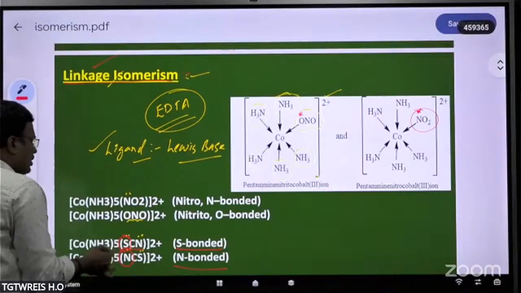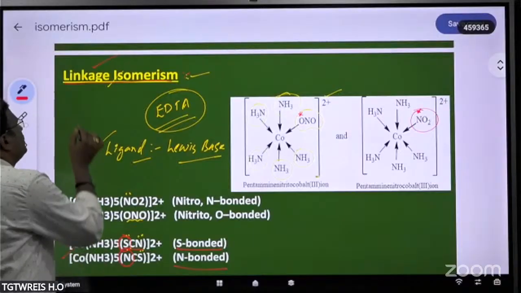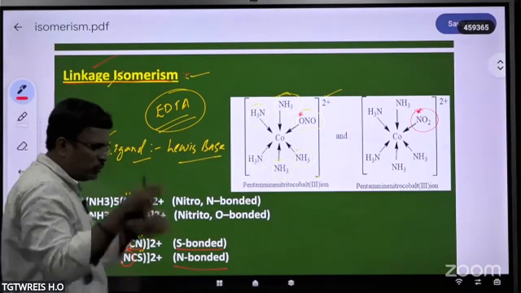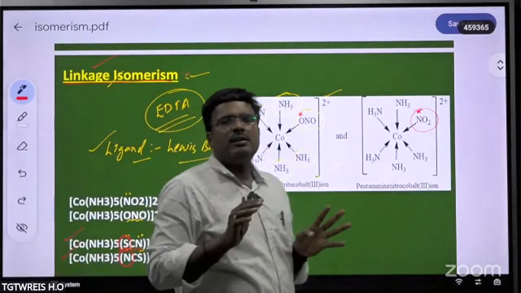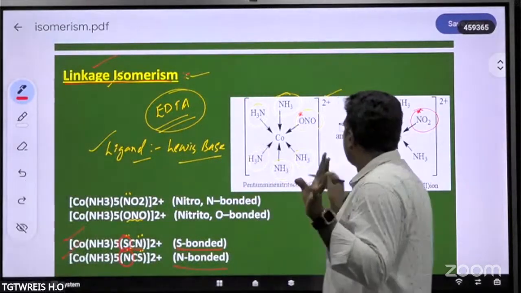Sulfur bonded, nitrogen bonded, which type of isomers? That is linkage isomers.